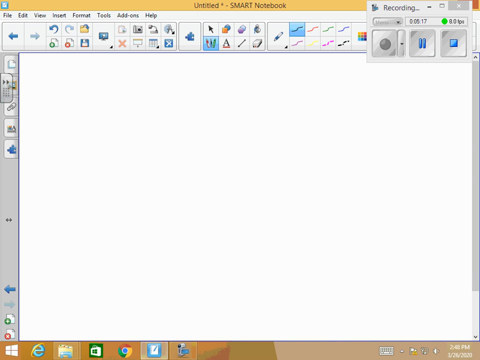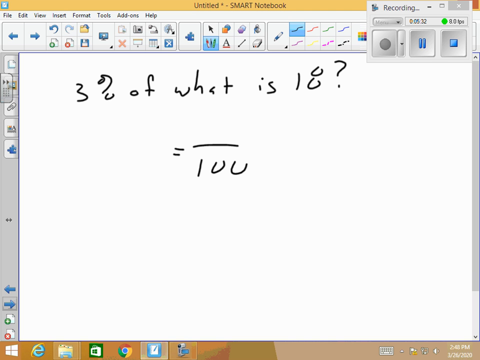The next problem was 3% of what is 18. All right, so we already know that we're over 100. And it's pretty easy to find that percent number sitting in front of my percent symbol, which is 3. Which is my amount, which is my base? Well, this is the only thing.